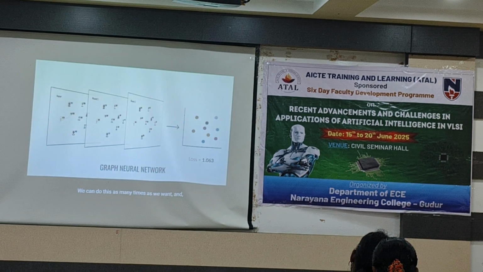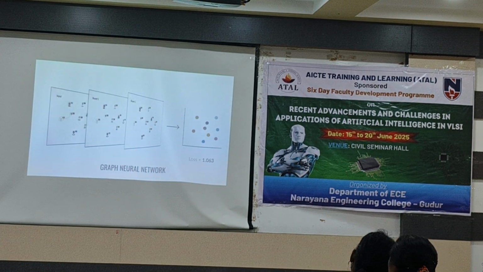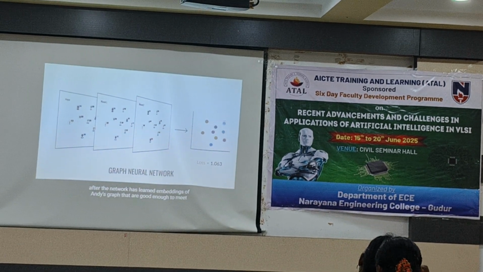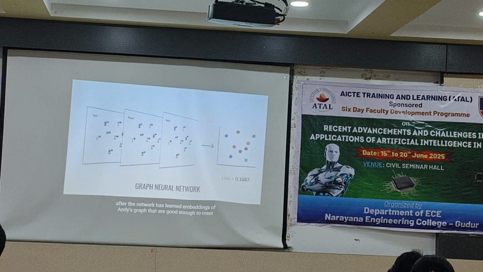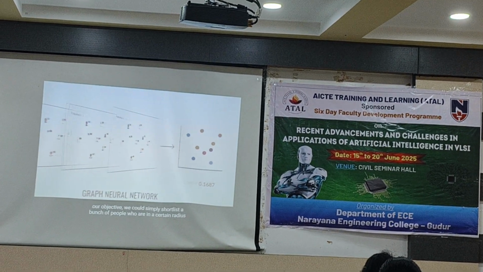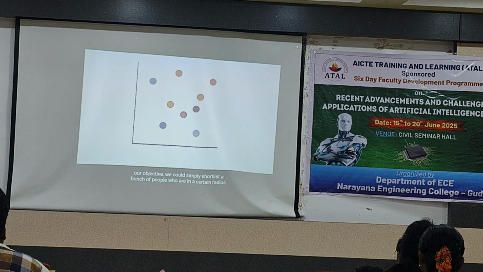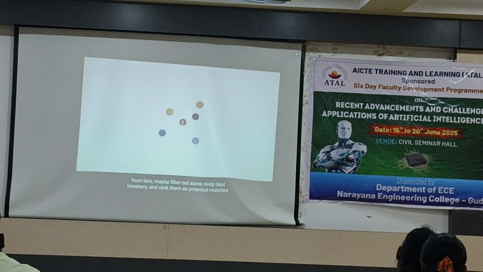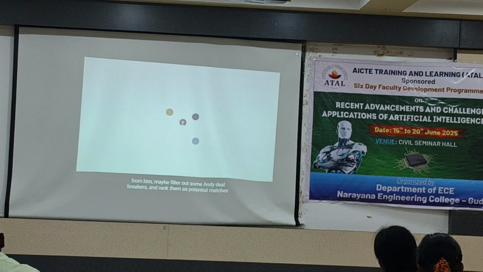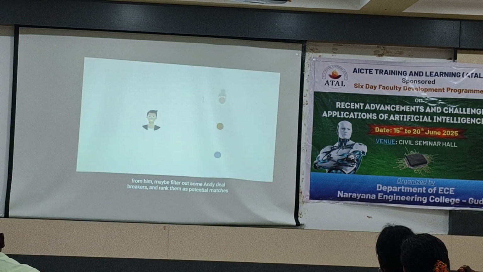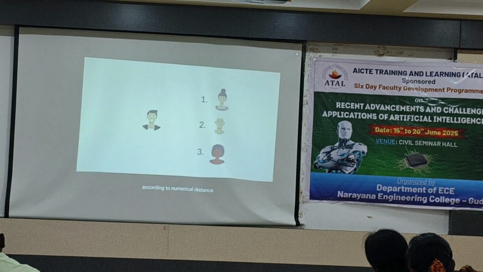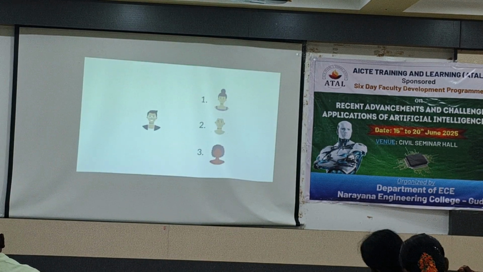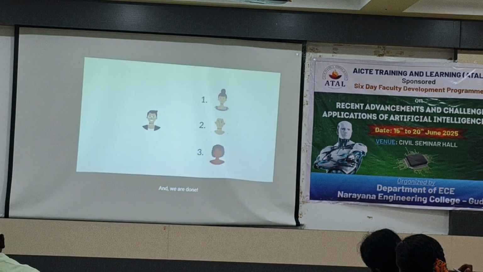We can do it as many times as we want, and after the network has learned embeddings of Andy's graph that are good enough to meet our objective, we could simply shortlist a bunch of people who are in a certain radius from him, maybe filter out some of Andy's deal breakers, and rank them as potential matches according to numerical distance. And we are done.